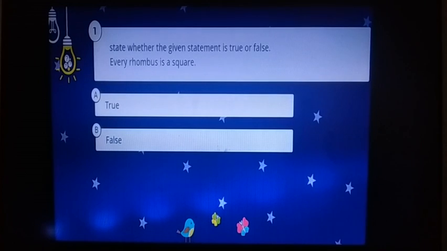Question number 1. State whether the given statement is true or false. Every rhombus is a square. Option A, true. Option B, false.